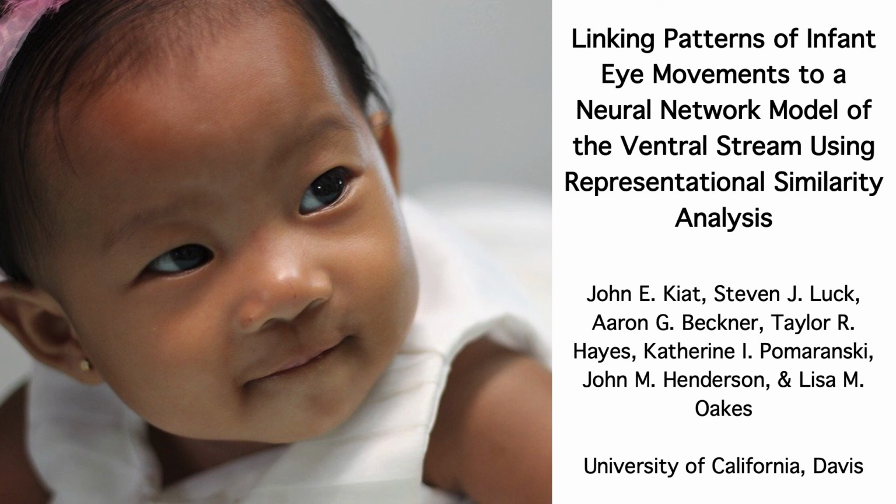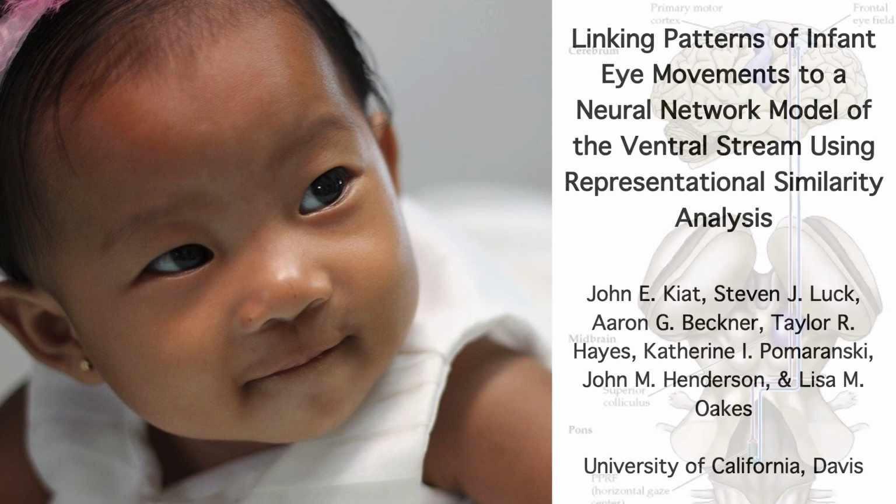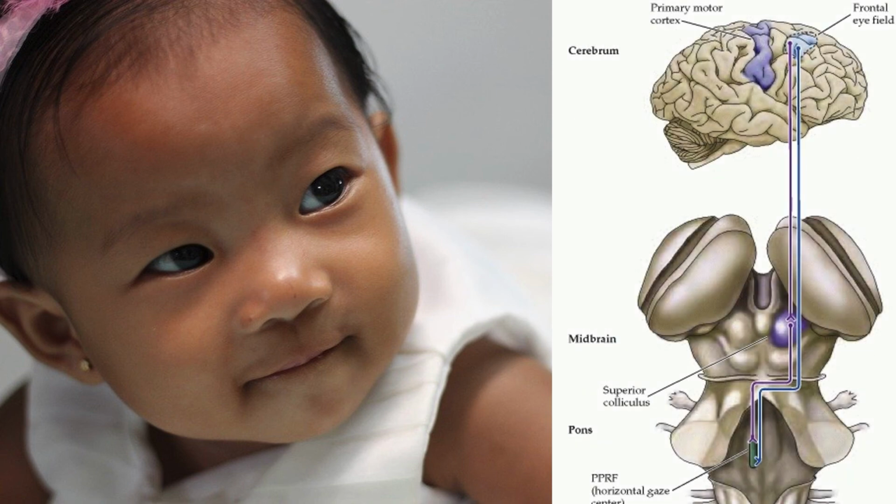Infants rely on eye movements to explore the environment, especially before they're able to crawl or walk. In newborns, gaze is primarily controlled by subcortical structures, and cortical control increases over the first year. However, little is known about how the development of specific cortical regions influences gaze control. This is largely due to a lack of suitable methods.